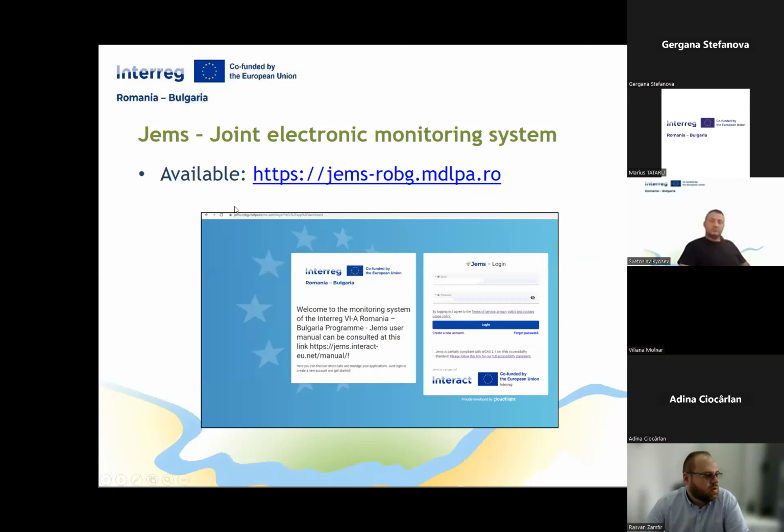So as you already know, for this programming period, the Interreg Romania-Bulgaria program decided to use this system, this database, and in order to access it, the official platform is jems-robg.medlpa.ro. You can create your account there and start filling in your project.